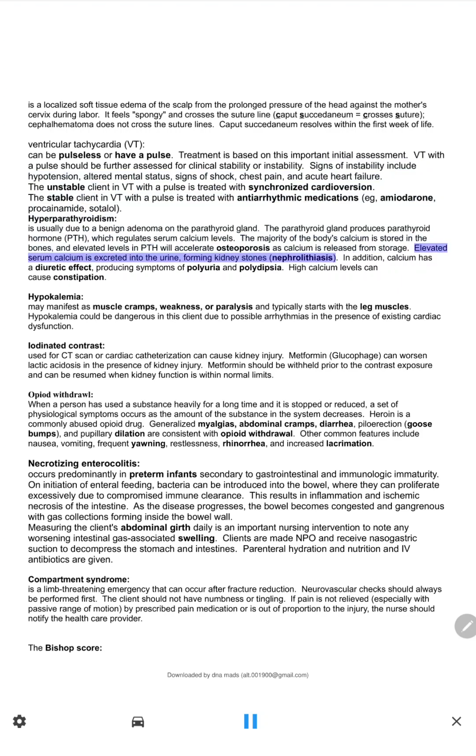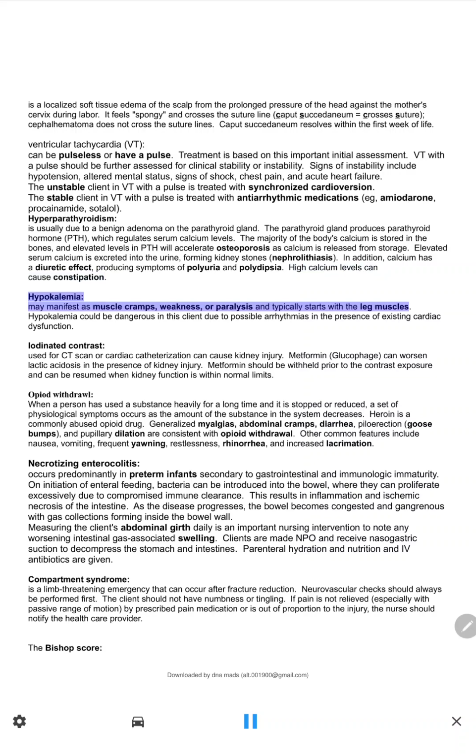Elevated serum calcium is excreted into the urine, forming kidney stones, nephrolithiasis. In addition, calcium has a diuretic effect, producing symptoms of polyuria and polydipsia. High calcium levels can cause constipation.